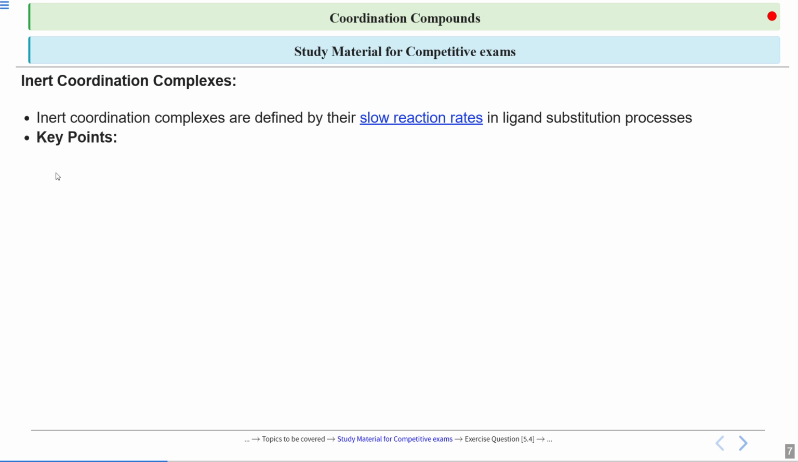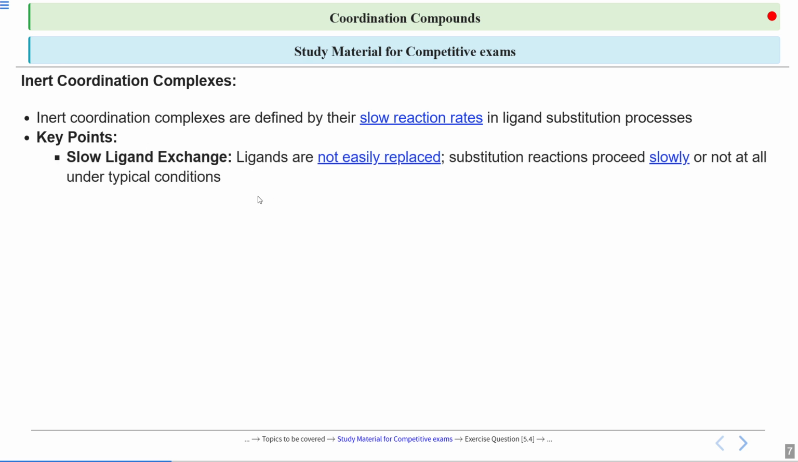Their key points: slow ligand exchange. That means in the ligand substitution process, ligands are not easily replaced, and the substitution reactions proceed very slowly or not at all under typical conditions. So even under typical conditions, the ligands will not exchange, or will exchange very slowly. It is not easily replaced, so you have to provide some critical conditions for ligand substitution in the case of inert coordination complexes.